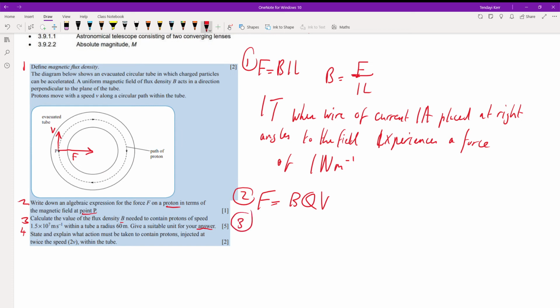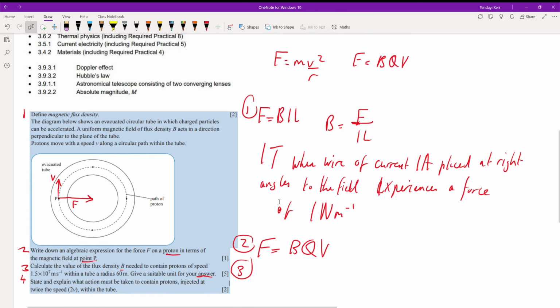As I said, with these circular motion type questions, we're going to equate the forces. Why do we need to equate the forces? Because it tells us about a radius, and if we look at F equals BQV, we don't have r in there, and we need to find B. So if we equate the two, we can get an expression for B on its own and work out what we need to find.